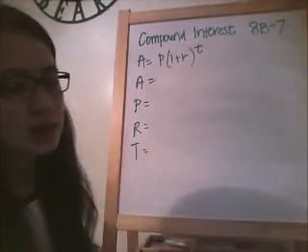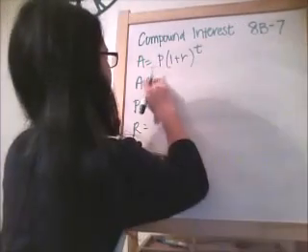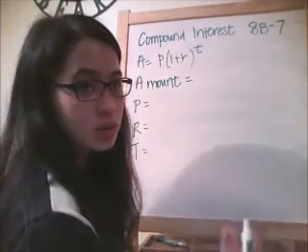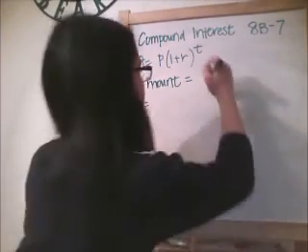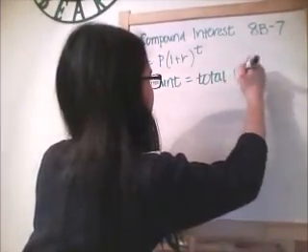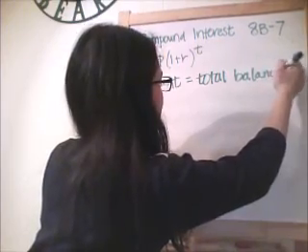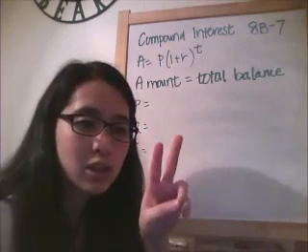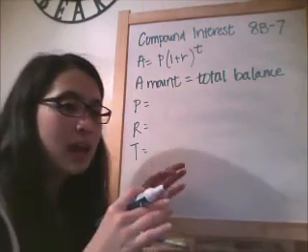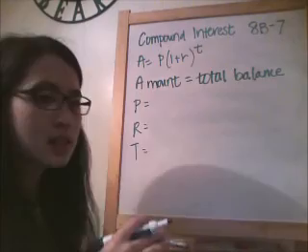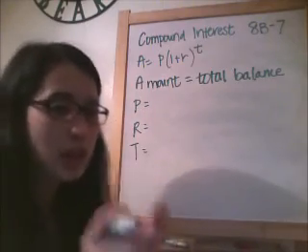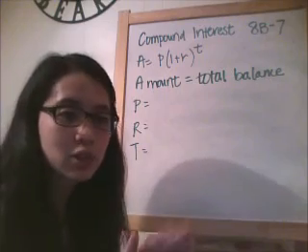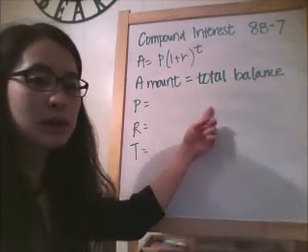So A is amount, which is equal to the total balance. That means this includes the interest and the original amount combined. So at the end, when you use this equation, you're going to end up with the total balance after everything. This is different because remember, simple interest, the I only gave interest, but here we're talking about the total balance.